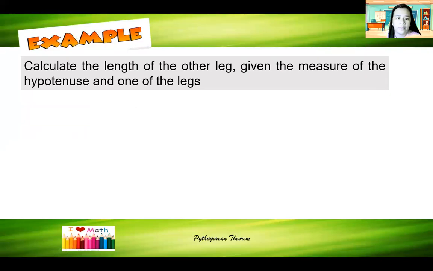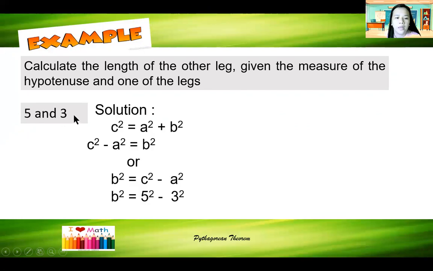The next example is calculate the length of the other leg given the measure of the hypotenuse and one of the legs. Okay, this time, ang given natin ay hypotenuse at isang leg. Kukunin natin yung measurement nung isa pang leg. So kung ang hypotenuse natin, of course, between 5 and 3, ang hypotenuse natin ay 5 since this is the largest one. So you have 3 as the measurement ng isang leg.